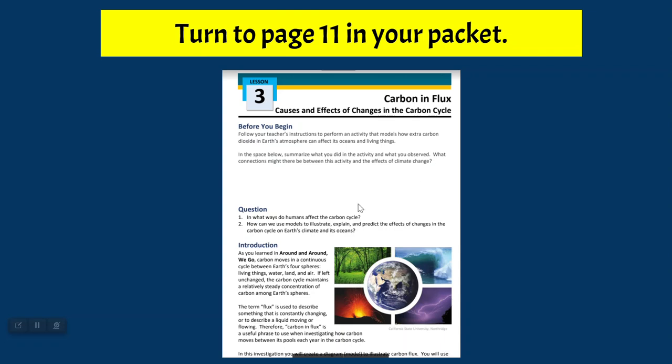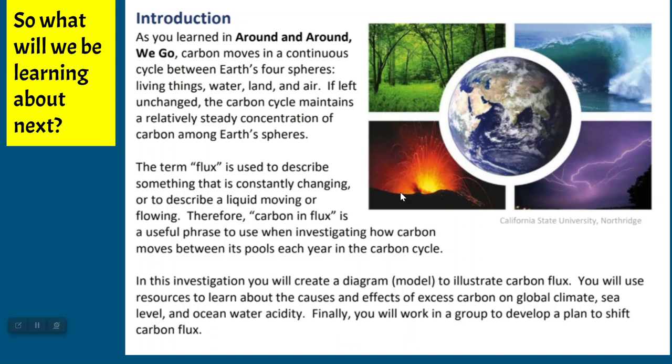So I just want to make sure that we're thinking about how do humans affect the carbon cycle, and how can we use models to illustrate or explain or predict the changes in that carbon cycle. We're going to think about Earth's climate and the oceans a lot in this case. Okay. So as you learned about around and around we go, carbon moves in a continuous cycle between Earth's 4 spheres: living things, water, land, and air. If left unchanged, the carbon cycle maintains a relatively steady concentration of carbon among the Earth's spheres.